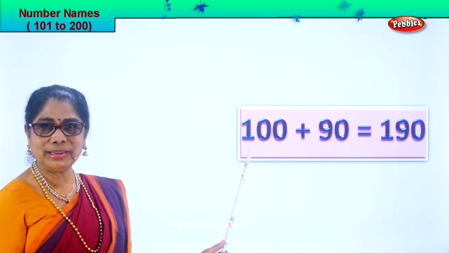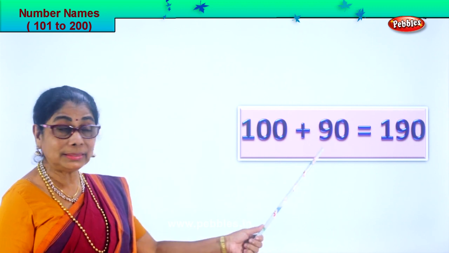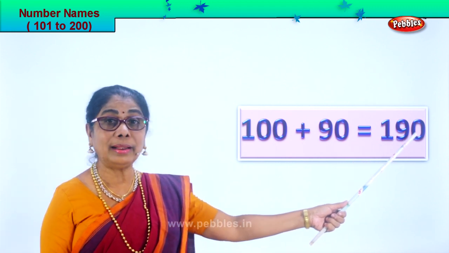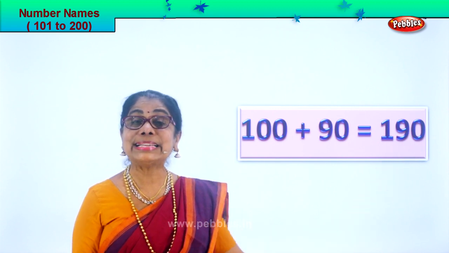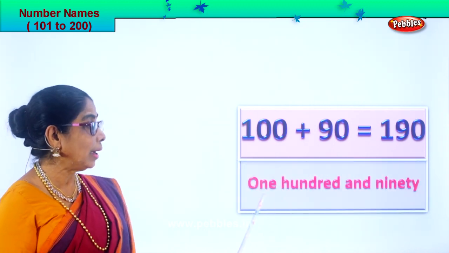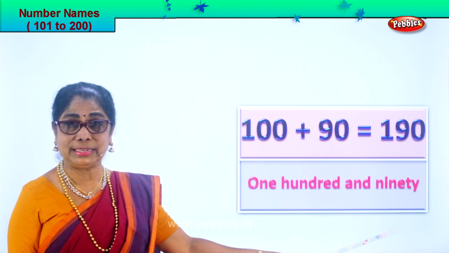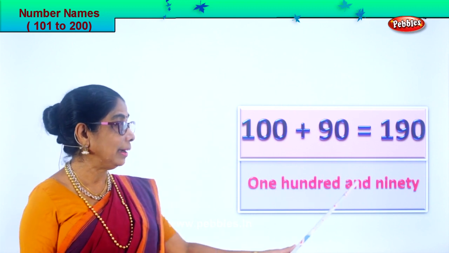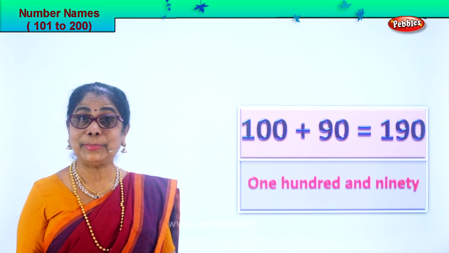Are you enjoying, children? Three-digit number 100 plus 90 equal to 190. Read this number. 190. Now, its name. Look, 190. Look at the spelling of 90. N-I-N-E-T-Y. 190. Good. Let's get on to our next number.